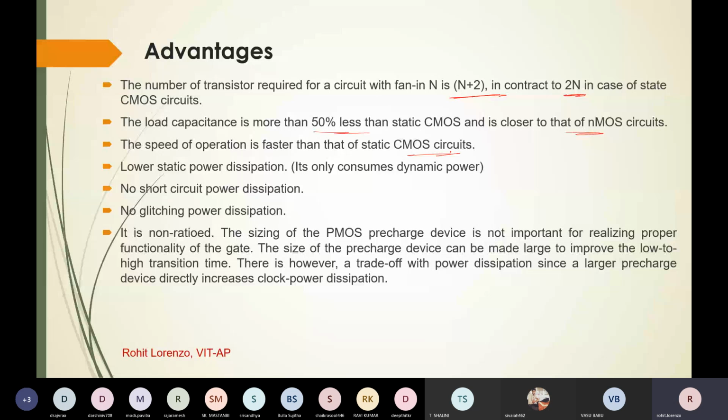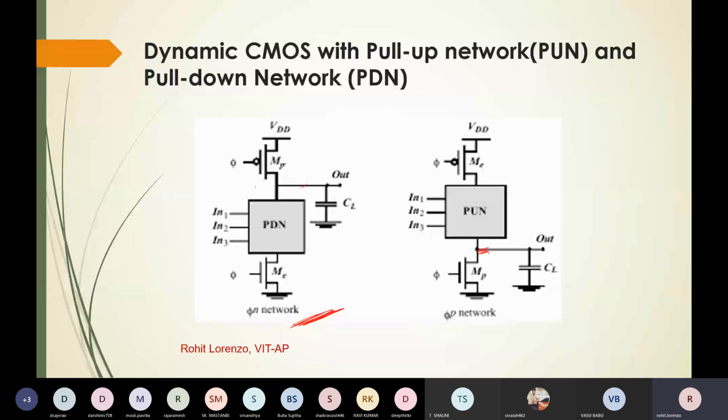Why is static power lower? Because at one time, either this is on or this is on. If this is on, this will be off. So the leakage path is not available from VDD to ground, which overall reduces your leakage power dissipation. There is no short circuit power dissipation because the rise and fall do not take much time. No glitching power because the delay is not there.